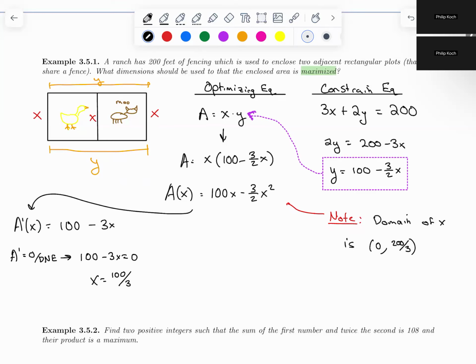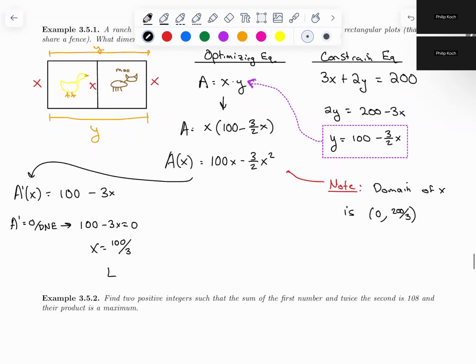Now, John Doe student says, oh, perfect, that's the answer. Why is John Doe student wrong? You don't know if that's a maximum or a minimum. You've got to verify. So verify a max. We're working on the interval from 0 to 200 over 3, and then 100 thirds is right in the center there. But you can plot it wherever you want, actually, if you really feel passionate.